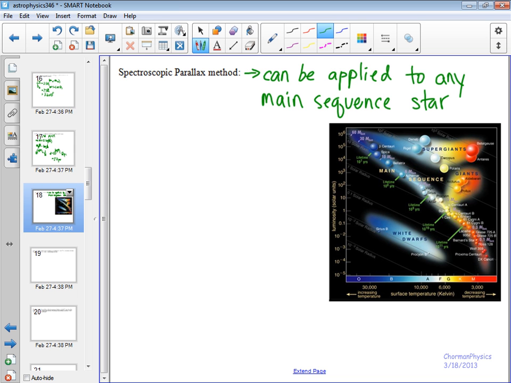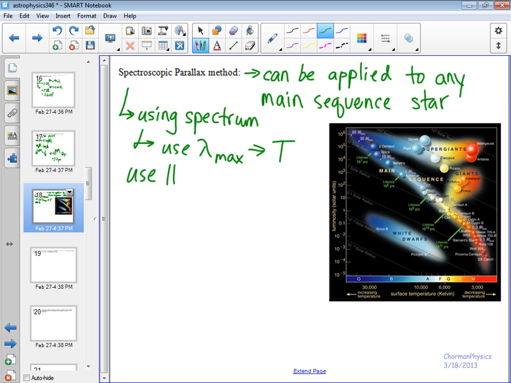What it does, though, is that it uses the spectrum and the peak wavelength we determine and calculate T. So use the peak wavelength. We find T from Wien's displacement law. Then we use the HR diagram, and we estimate the luminosity based on where it might fall from the temperature on the main sequence.